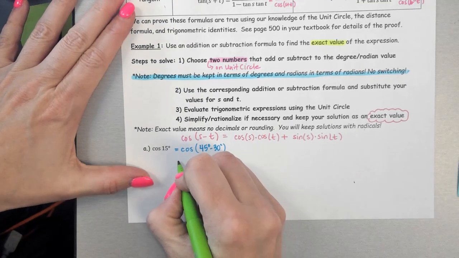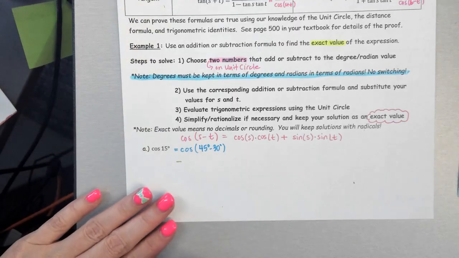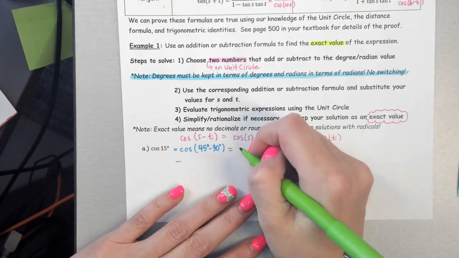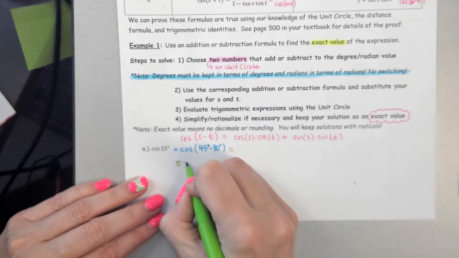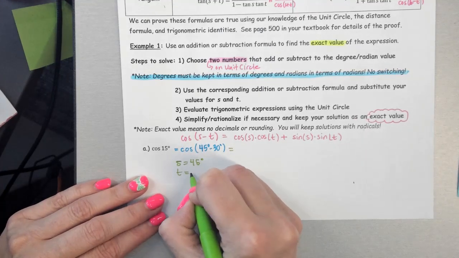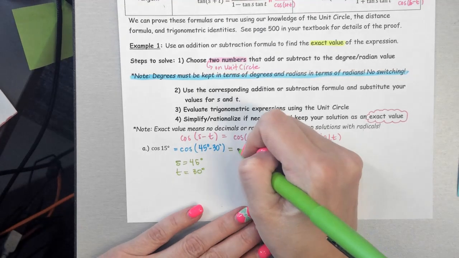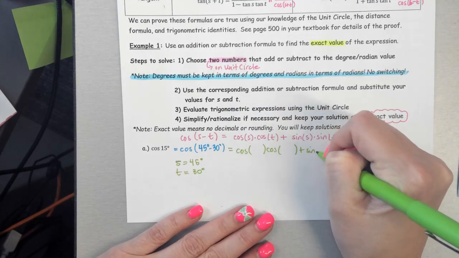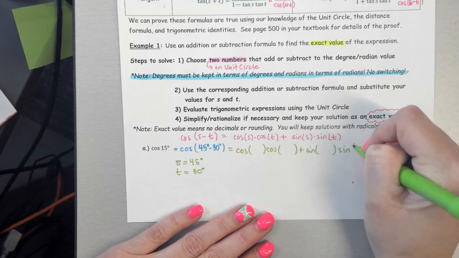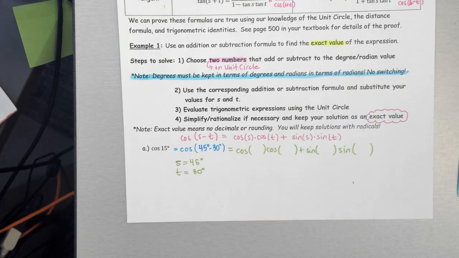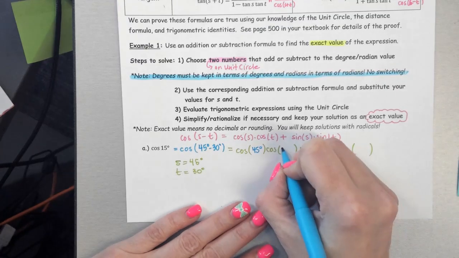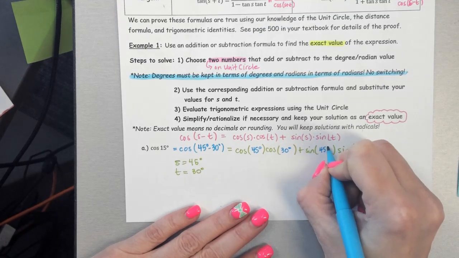All right, so then let's go ahead and do our substitution. I'll just write it here so it'll be underneath it. Okay, so the cosine of s, in this case, your s is 45 and your t is 30. So we're just going to plug those in. So cosine, cosine, plus sine, sine. Sometimes I write it like that because it's quicker for me. Okay, so 45 and 30, 45 and 30.